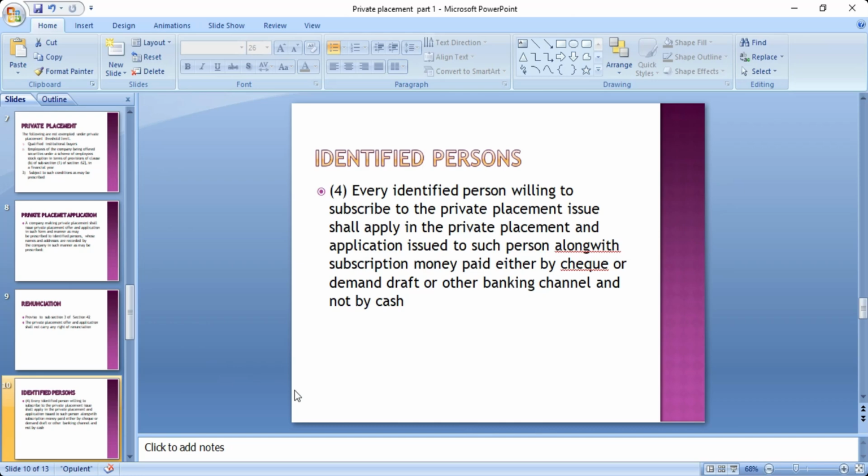So now coming again to the identified persons. Every identified person willing to subscribe to the private placement issue shall apply on the private placement application issued to such person, with subscription money paid either by cheque or demand draft or other banking channel and not by cash. Here the company is not supposed to collect cash; it has to accept the subscription money by cheque, demand draft or other banking channel.